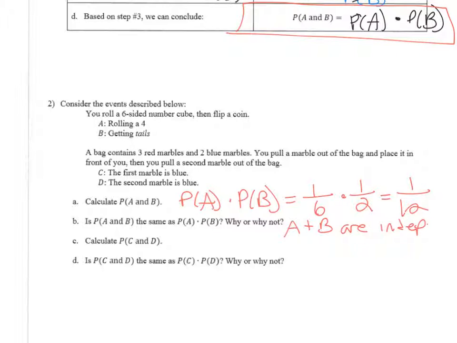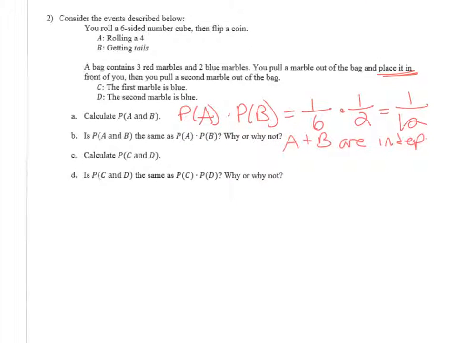So now if we think about part C and D, you have a bag of marbles, and if we pull one marble out and not put it back, that's the key thing here. We're going to place it in front of us. We don't put it back in the bag. We have dependent events. The second marble depends on what you pulled the first time. It's not independent.